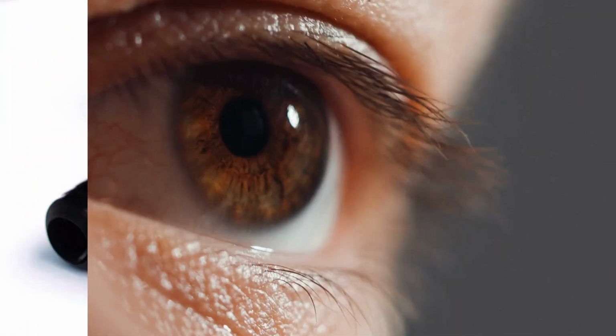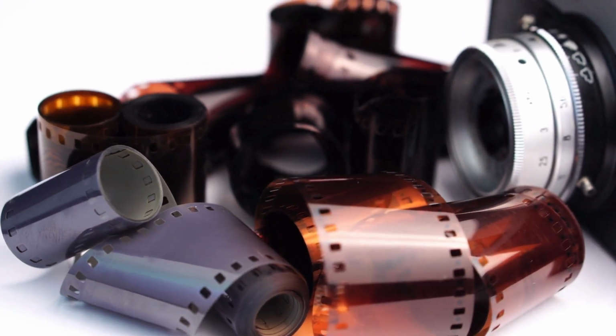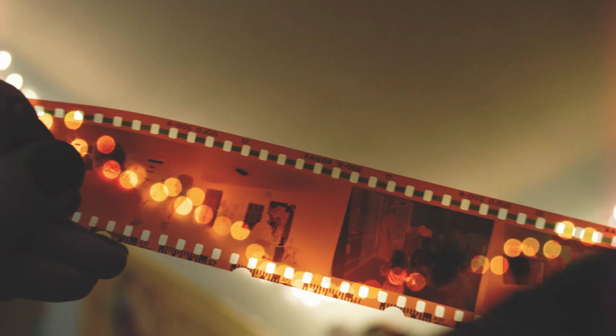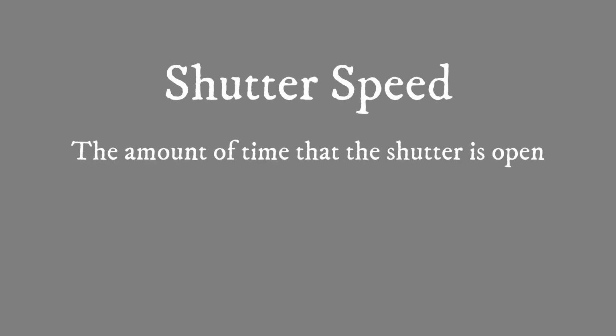Back before digital photography took over and film photography was all we had, shutter speed referred to how long the film was exposed to the scene being photographed. Digital photography follows the same rules, only there is a sensor instead of a film strip. The shutter is a mechanism inside the camera that opens and closes to let light reach the sensor. Basically, the shutter speed, or exposure time, is the amount of time that the shutter is open.